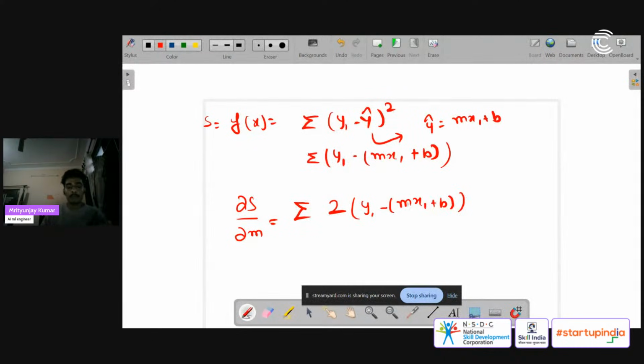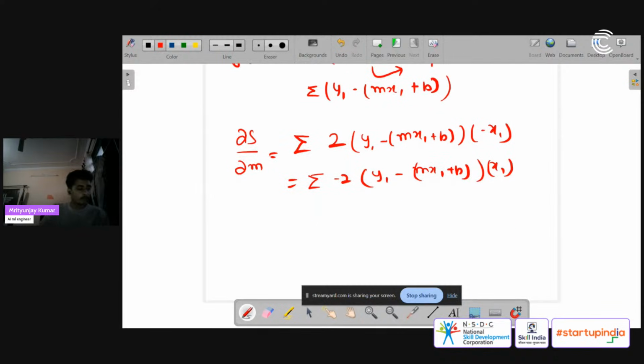So with m, what will we get here? Minus x1. After concluding all these things, we get minus 2 times yi minus (m xi plus b), multiplied by x1. This is the equation we get after differentiating this.